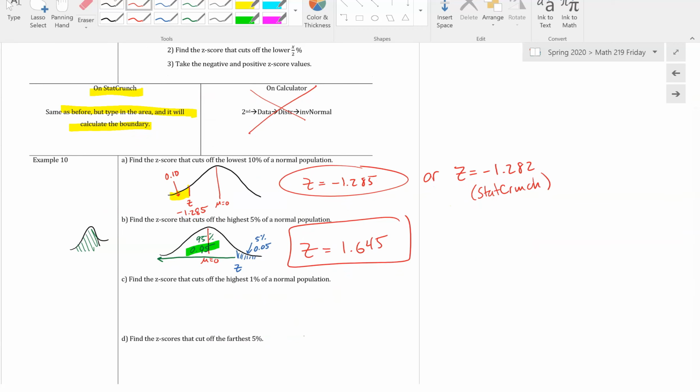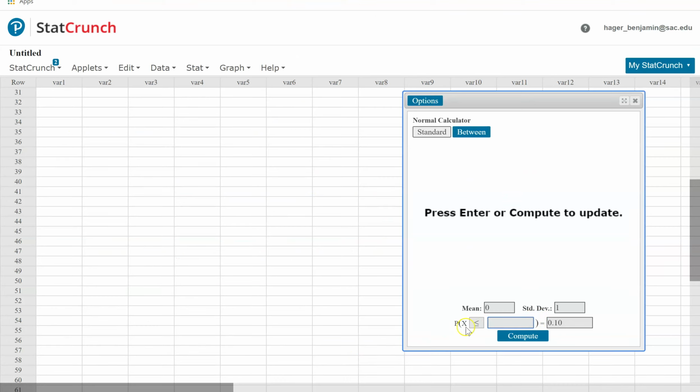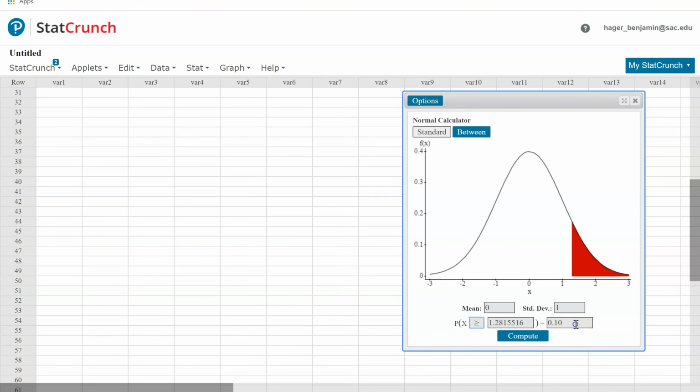Okay, this next one says find the z-score that cuts off the highest 1%. So same idea, except now I'm looking for a z-score that cuts off the highest 1%. Well, that means I got 99% to the left. So if you're going to do it with a table, you would have to look up where's your area 99%, again, because we only have left area reading. And if I'm going to do it on here, though, I can just say, okay, well, I don't know the score, but I do know I'm looking for area greater than, and the area I want is 0.01, 1%. So that would be a z-score of 2.33.